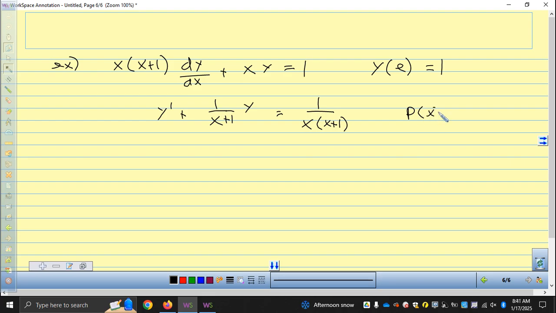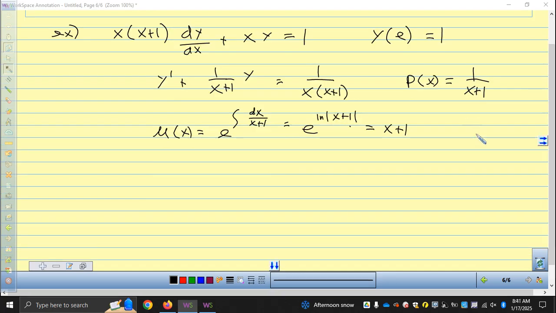P of x is 1 over x plus 1. So mu of x, our integrating factor, is e to the integral of dx over x plus 1, which is e to the natural log, absolute value of x plus 1, which is just x plus 1. And we can drop the absolute value because we're multiplying everything in the equation by this factor, so it doesn't matter if it's positive or negative.